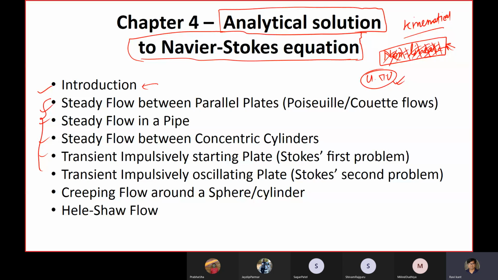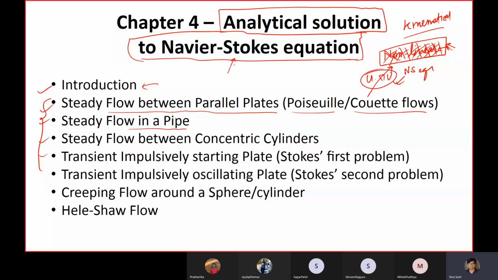But in some scenarios, such as steady flow between parallel plates, such as Poiseuille flow and Couette flow, or steady flows in a circular pipe, we can get rid of nonlinearity from the Navier-Stokes equation. Once we are left without this nonlinearity, we can go for a very simplistic approach towards the solution of the Navier-Stokes equation with the prescribed boundary conditions and initial conditions.